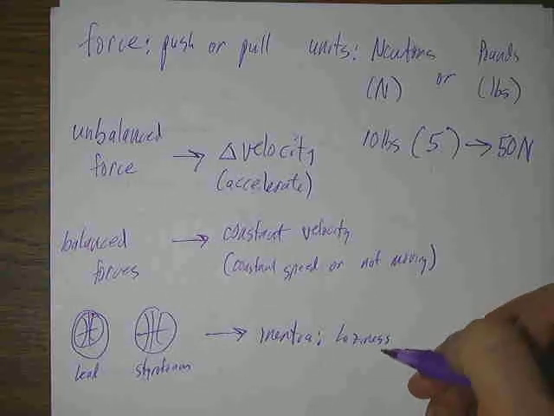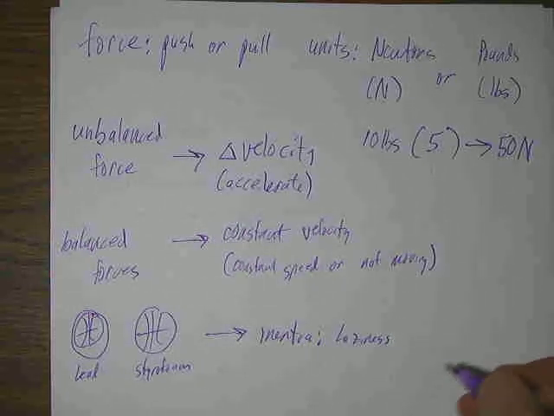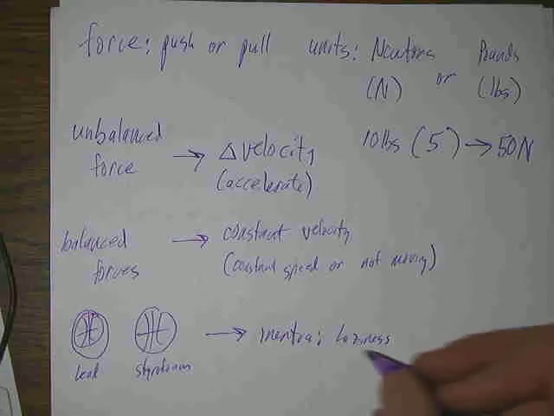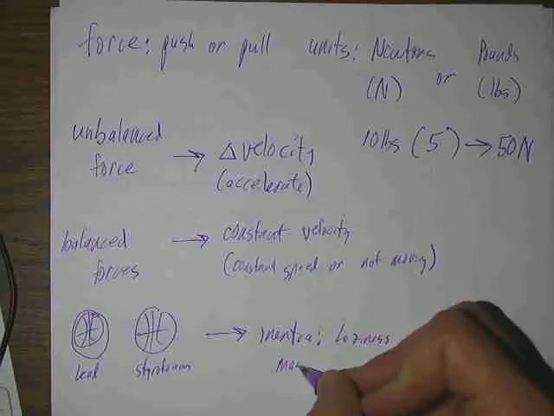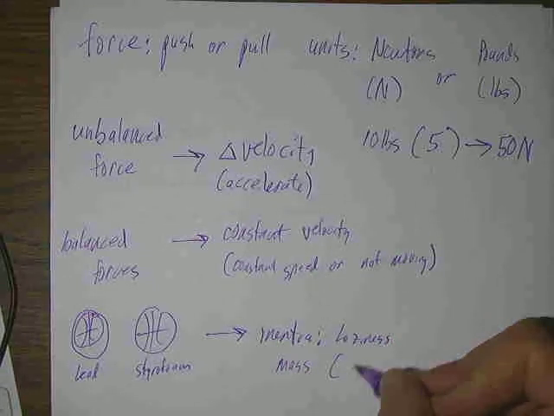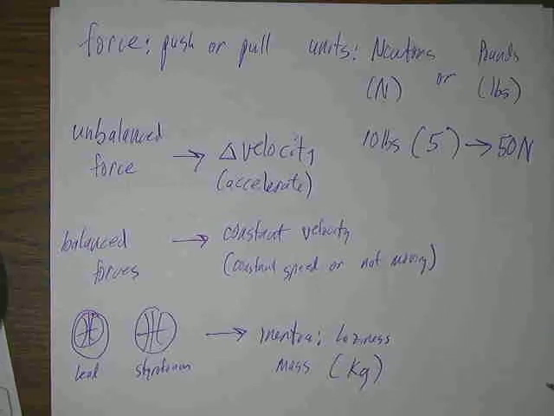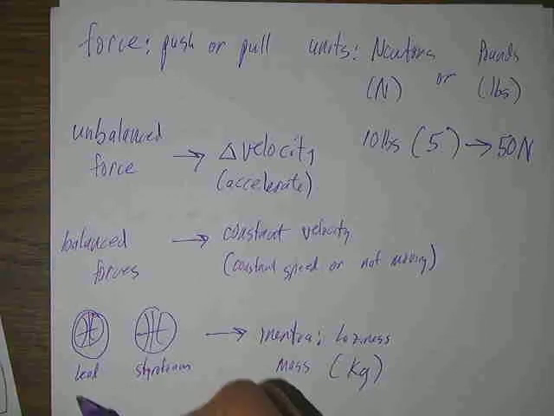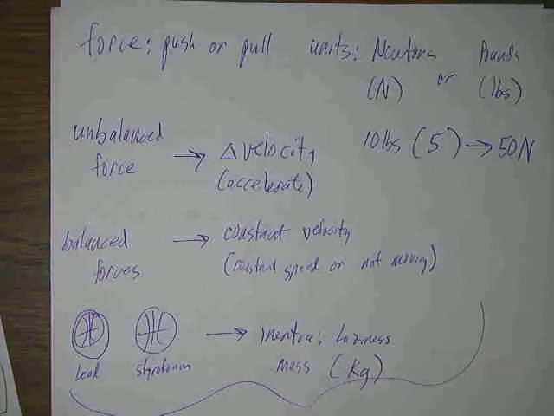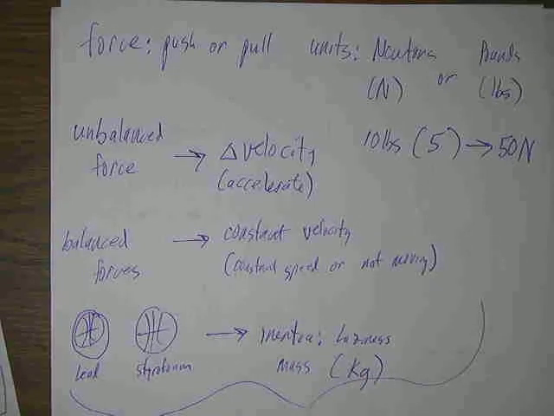So we ended up learning this idea of inertia, which is basically laziness. The more inertia you have, the more laziness you have, meaning you don't want to stop what you're doing, you don't want to start what you're doing. Or I said that bad. You don't want to change what you're doing, either starting or stopping. The way we measure this is with mass. And so typically it's in kilograms, although it could be grams. So that's the unit to measure inertia.